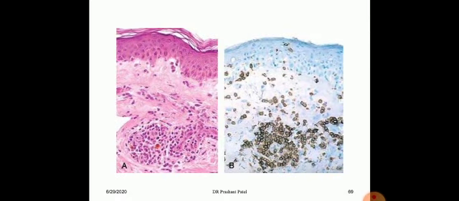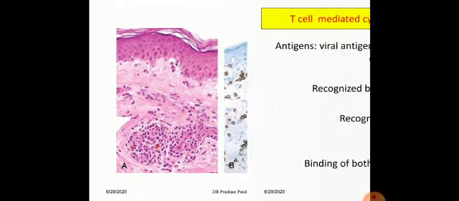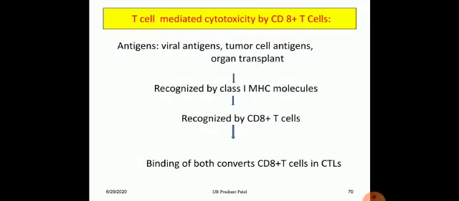So this is a photograph which shows type 4 hypersensitivity reactions. There is an accumulation of the lymphocytes around the venules. Second mechanism, T cell mediated cytotoxicity by CD8 plus T cell.